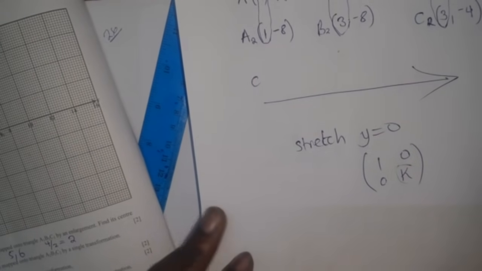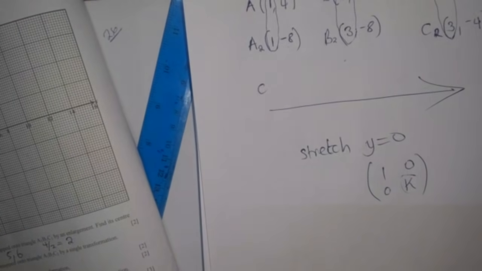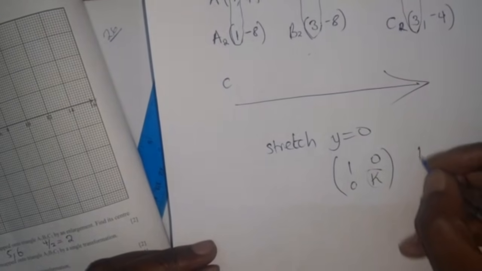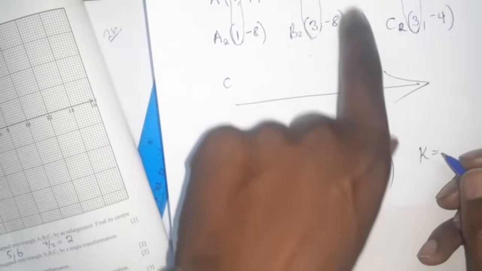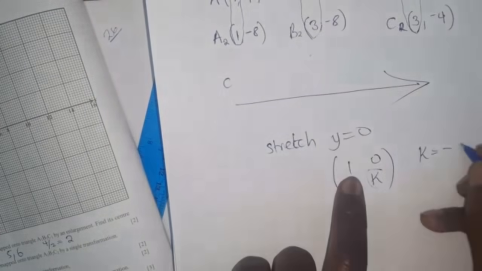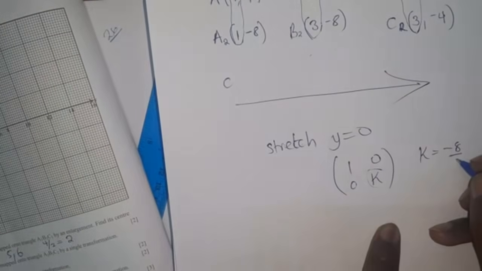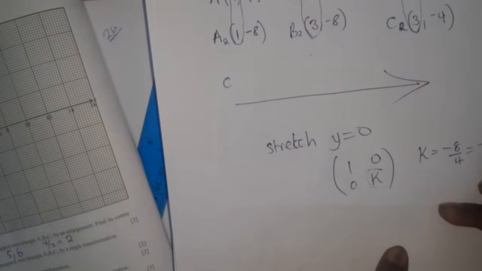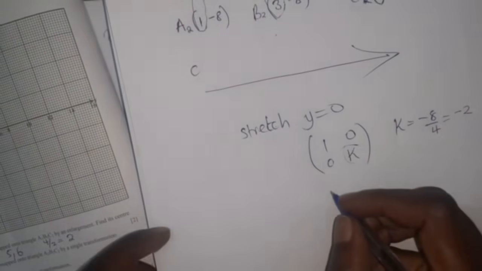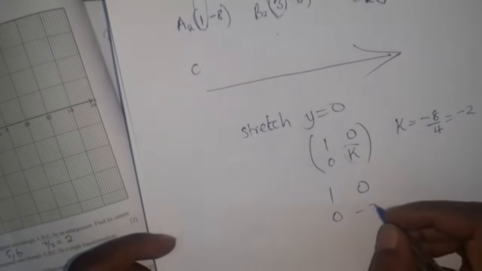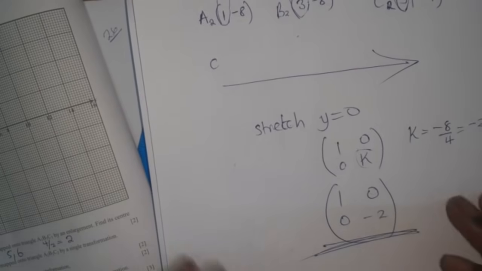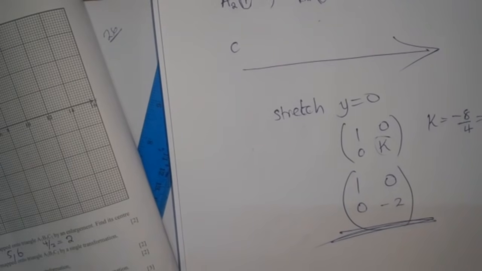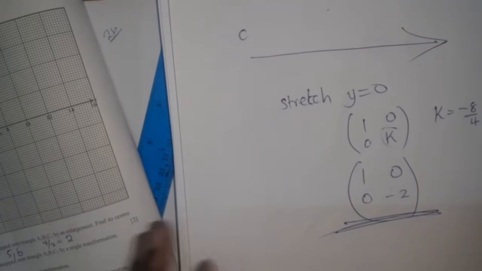So what we are supposed to do here now, to find this k, is to divide the coordinate on the image, which is -8, by the one that is on the object. So this is going to give us -2. So when we get -2, the matrix is 1, 0, then 0, -2. So this is what we are supposed to find, and I think this is a shorter method. There could be another method that we can use, but it's a longer one.